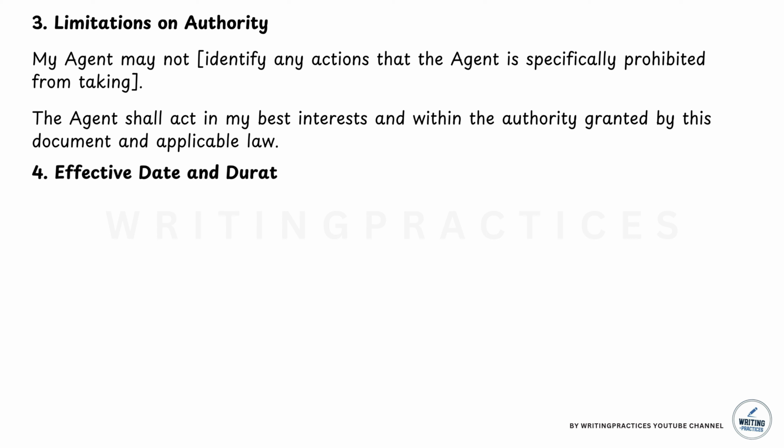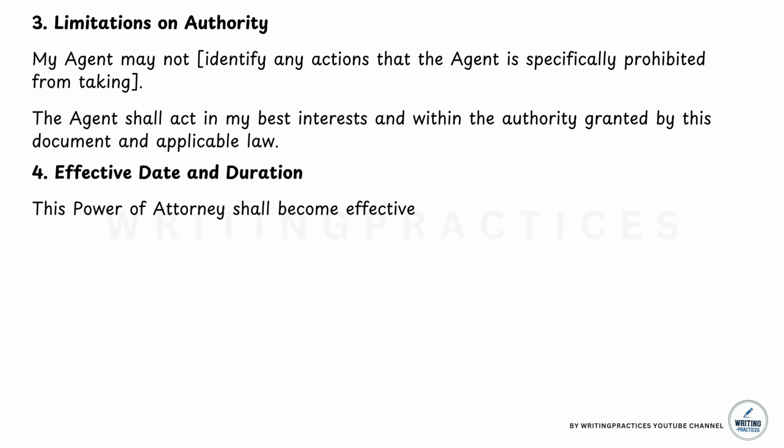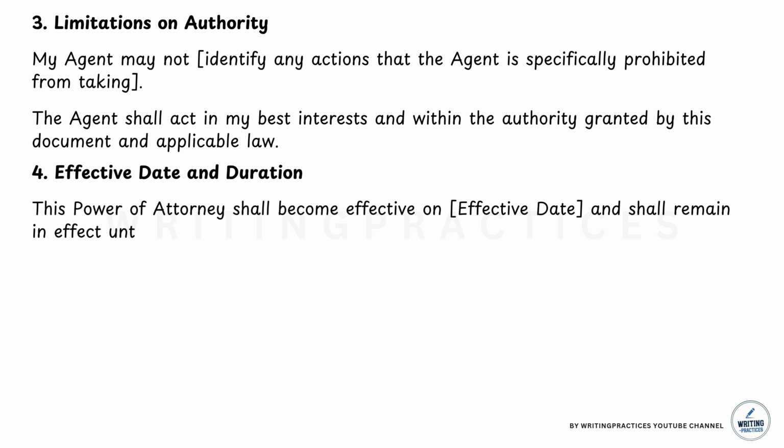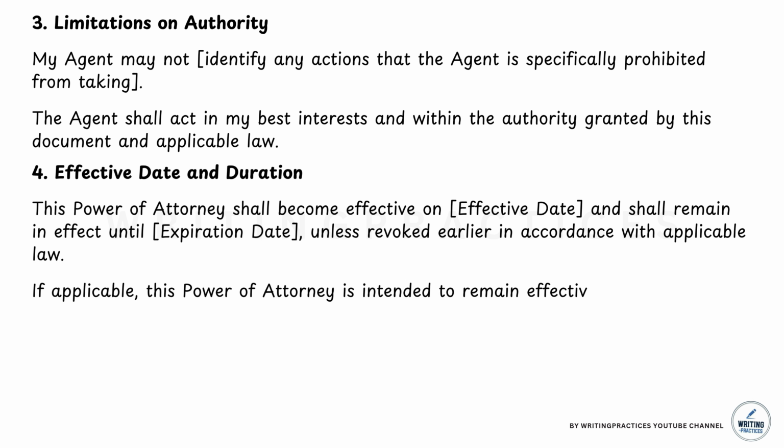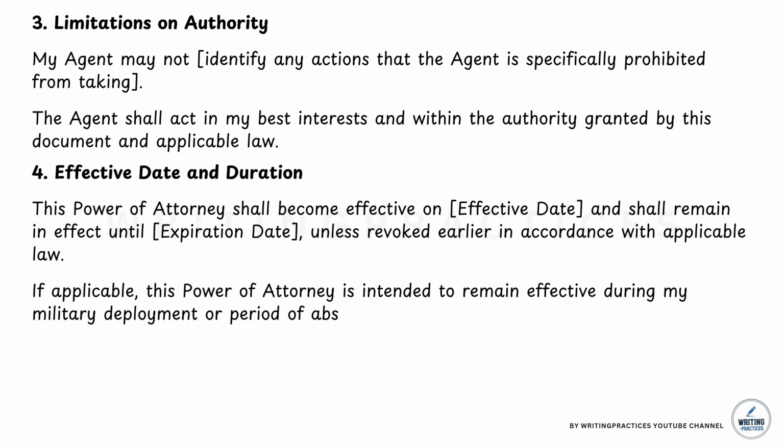Section 4. Effective date and duration. The full sample is 4. Effective date and duration. This power of attorney shall become effective on September 1, 2026, and shall remain in effect until March 1, 2027, unless revoked earlier in accordance with applicable law. If applicable, this power of attorney is intended to remain effective during my military deployment or period of absence from Alexandria, Virginia. This section establishes when the power of attorney begins and when it ends.